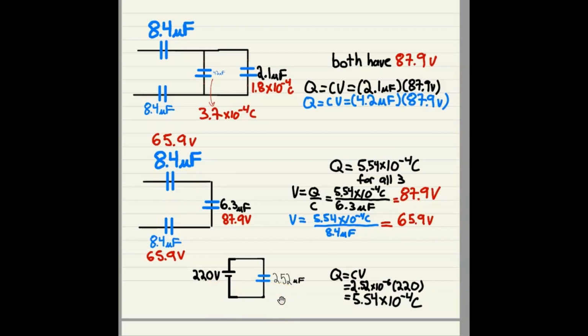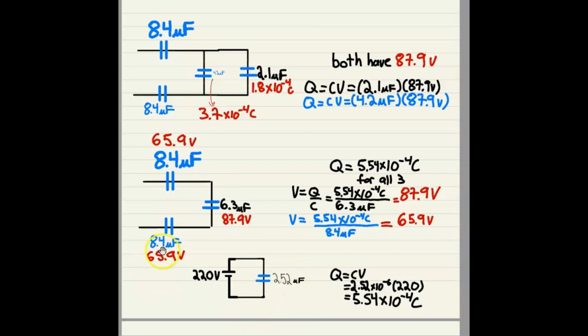We want to find the current and the voltage across this, the charge and the voltage across everything. Q is equal to CV. That's the fundamental formula for capacitors. C is given. We just calculated it, 2.52 microfarads, and we're talking about a 220 volt battery. Therefore, you have 5.54 times 10 to the negative 4 coulombs of charge on this capacitor.